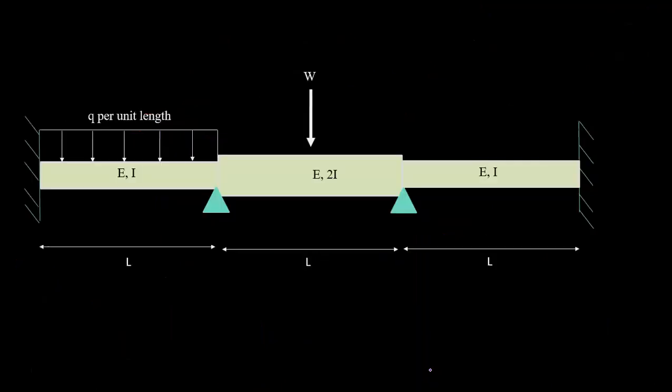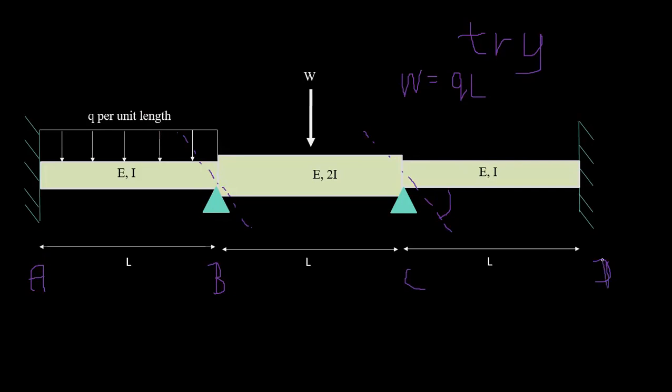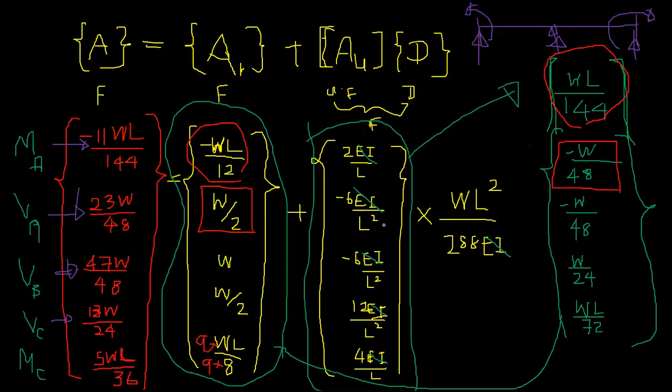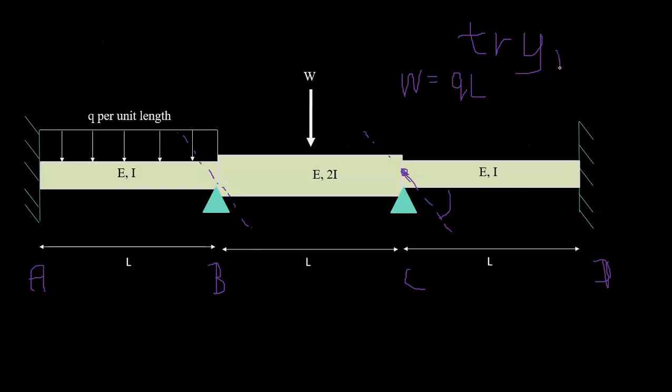So you can try this example, right? Try this. And take the same assumption, W is equal to QL when you simplify, right? This has no loading. And here you have two unknown displacements, theta B and theta C. So reference A, B, C, D. And you will have two displacements, right? So you need to do it in each step, right? So that means you need a 2 by 2 matrix. When you are solving this equation, you will have 2 by 2. Okay. So try this one, right?